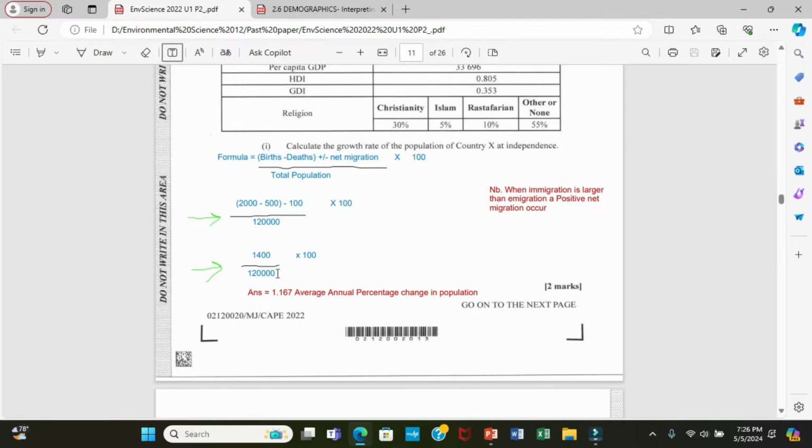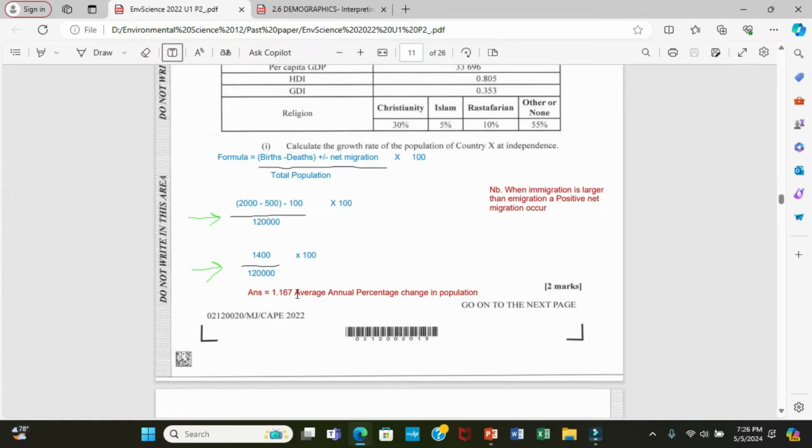All right, now when you reach this stage, guys, what I do, I just multiply across. So 1,400 times 100 give you 140,000. Then you will divide that by 120,000 directly. So if you use your calculator here now, you just divide the 140,000 by the 120,000. What you get, you round off to 3 decimal points. Some persons do it at 2 decimal points. Now, so the answer is 1.167.